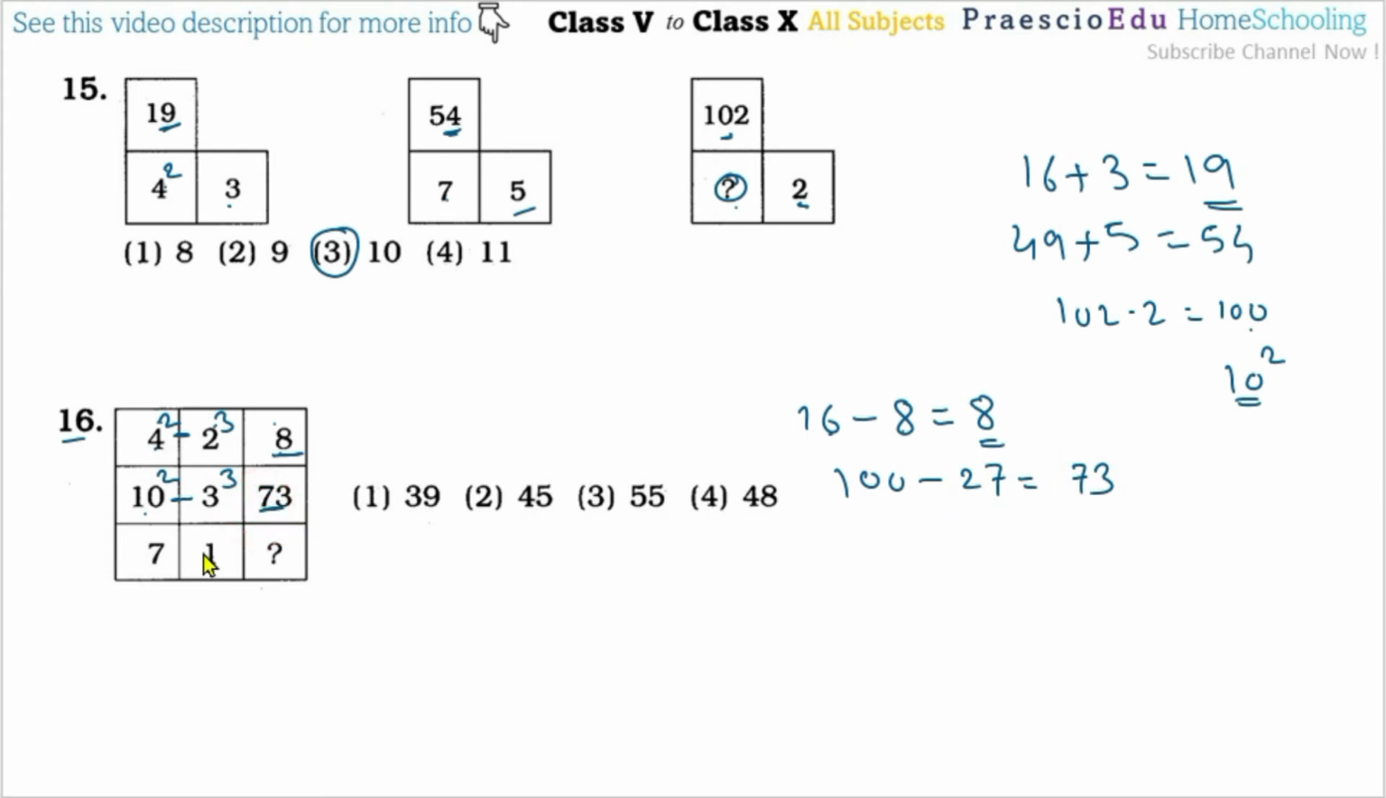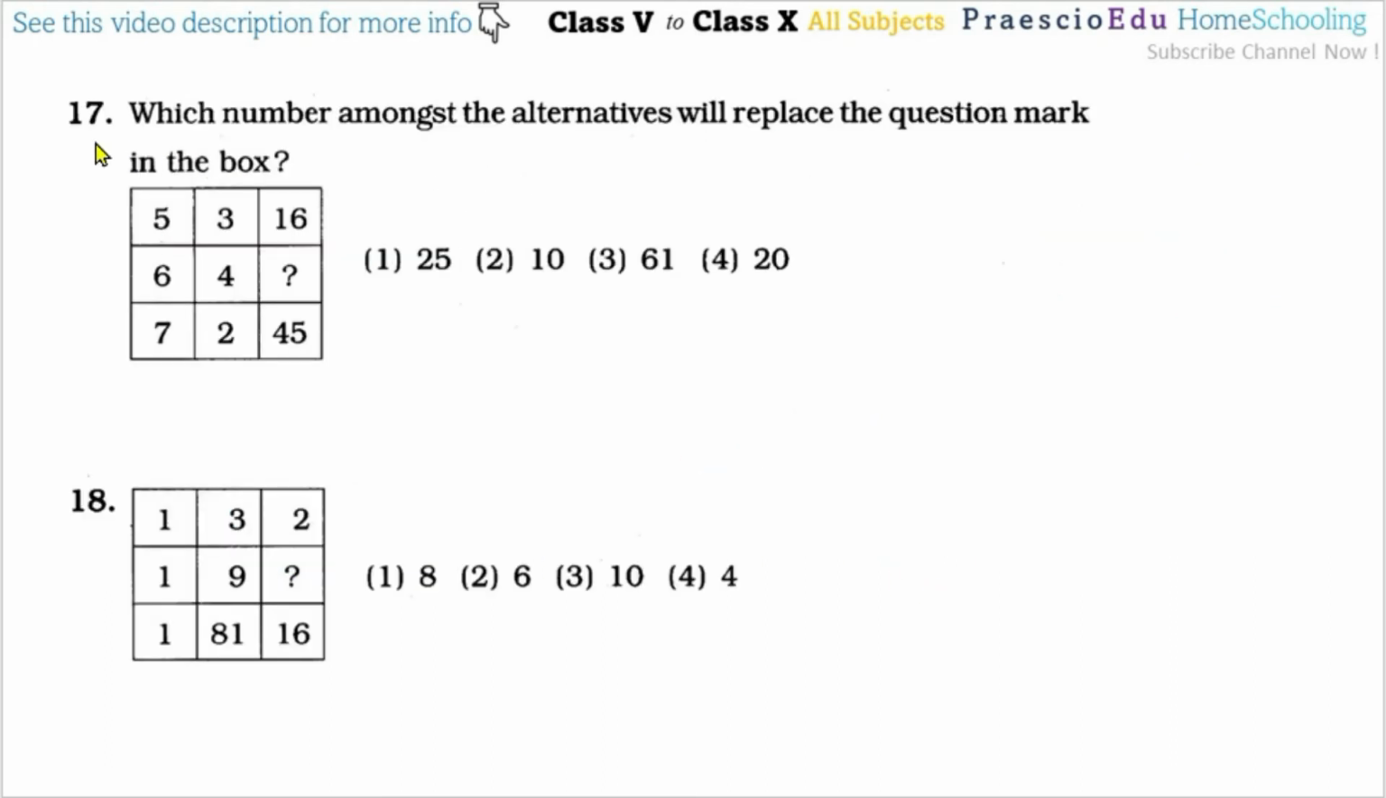So we apply the same rule here: 7 squared and 1's cube, with subtraction. 7 squared is 49, minus 1, that is 48, and this 48 can replace the question mark. 48 is available in option number 4.